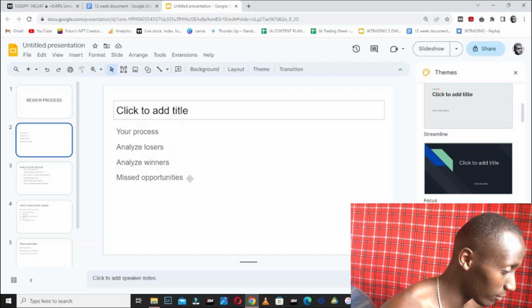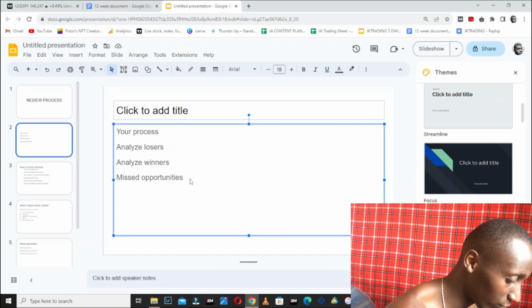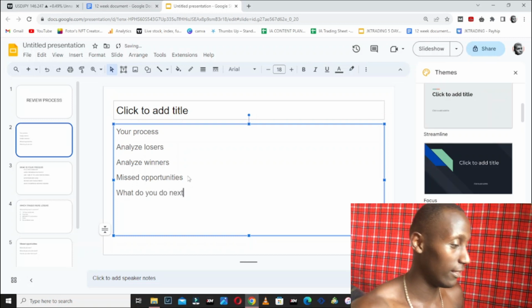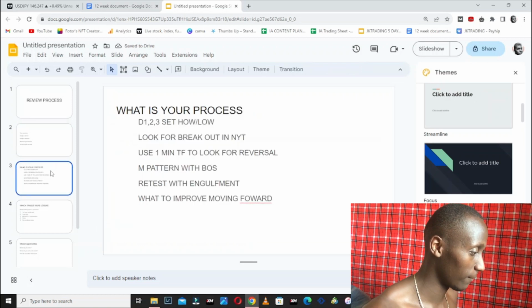Oh, and I forgot one process. The last process is what to do next. So yeah, let's jump into the first thing.